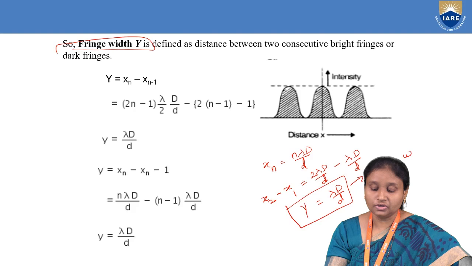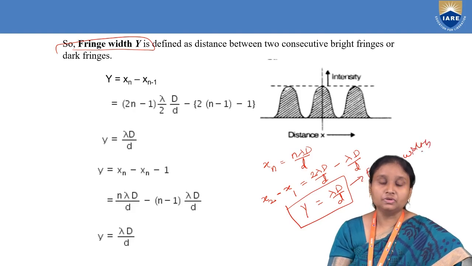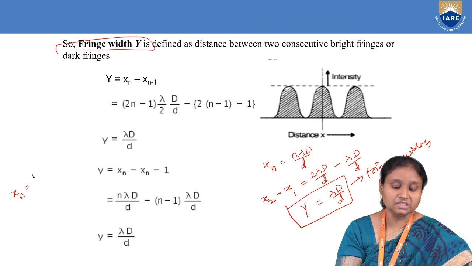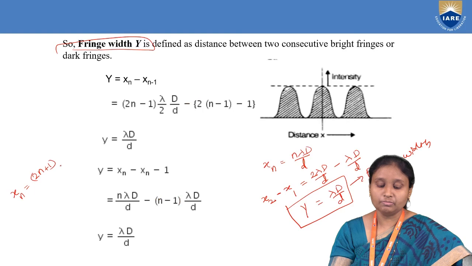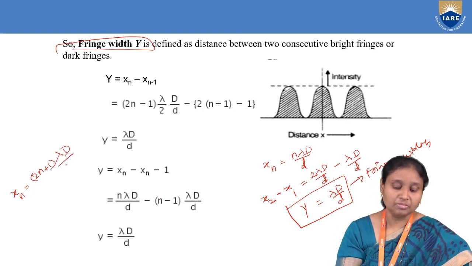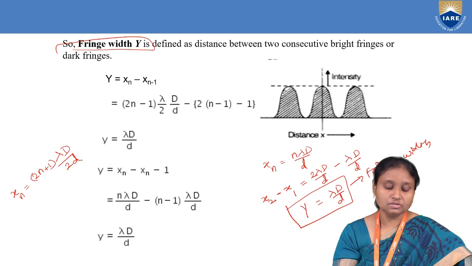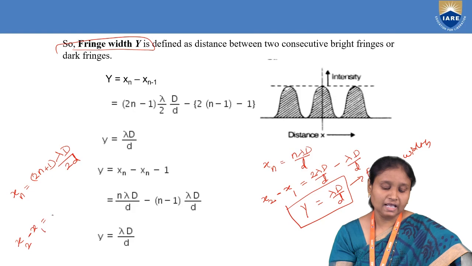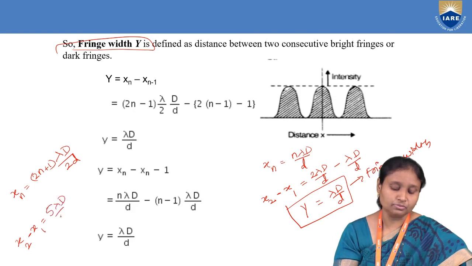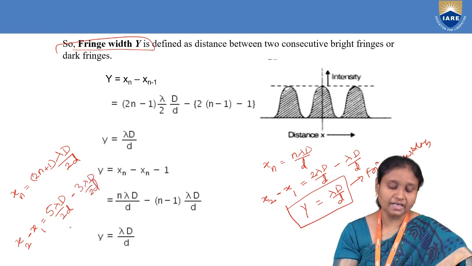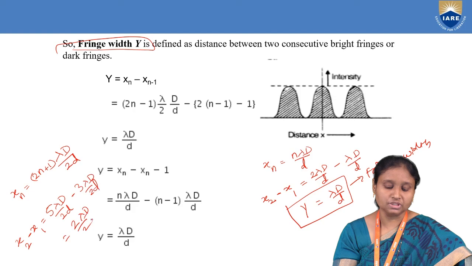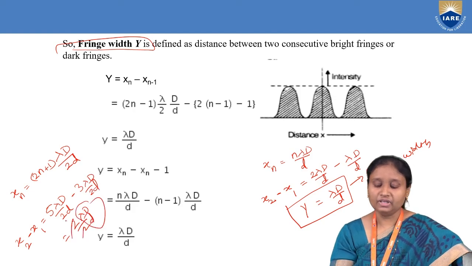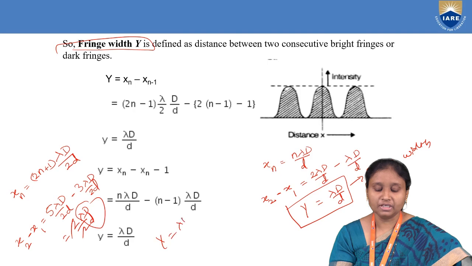Similarly, we'll try to do it for dark fringe. And for dark fringe, we know the condition that distance from the center of the screen is given as (2n plus 1) lambda capital D by 2d. And here also if I consider x2 minus x1, then I'll have 5 lambda D by 2d minus 3 lambda D by 2d. So we end up having 2 lambda D by 2d. This 2 will get cancelled. Again we end up having fringe width as lambda D by small d.